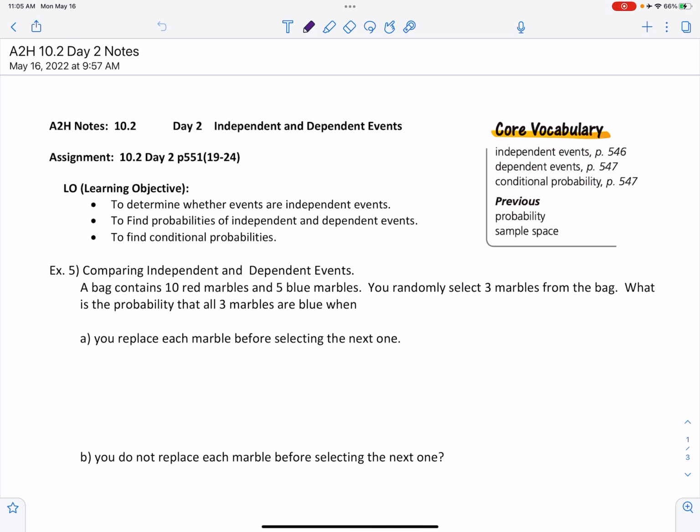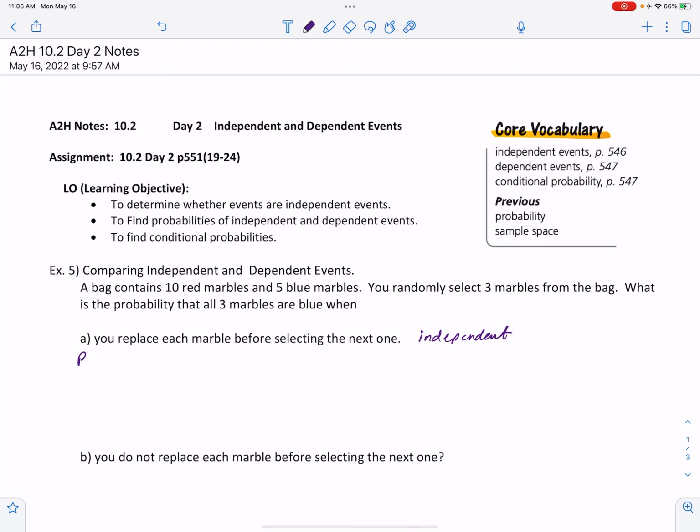In this first example, we're comparing independent and dependent events, and we have a bag that contains marbles, and you're going to randomly select 3 marbles from the bag. You have 10 red and 5 blue. In part A, you replace each marble. Well, that is going to make these events independent.